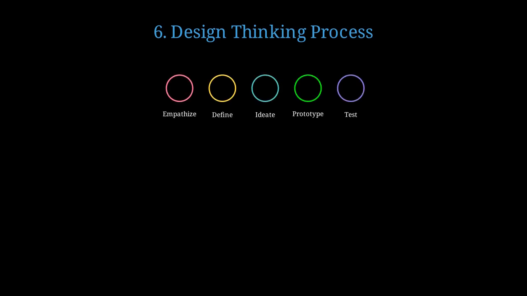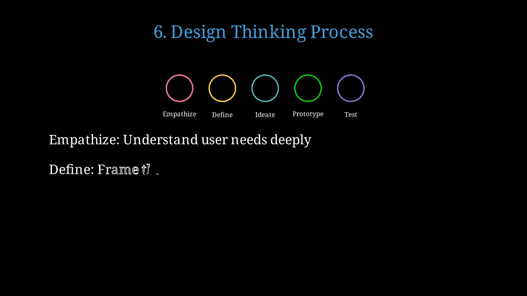Design thinking is a human-centered approach to innovation with 5 key phases. The 5 phases are empathize, define, ideate, prototype, and test, forming an iterative cycle. Empathize means deeply understanding user needs through observation and engagement. Define involves synthesizing insights to frame the right problem statement.